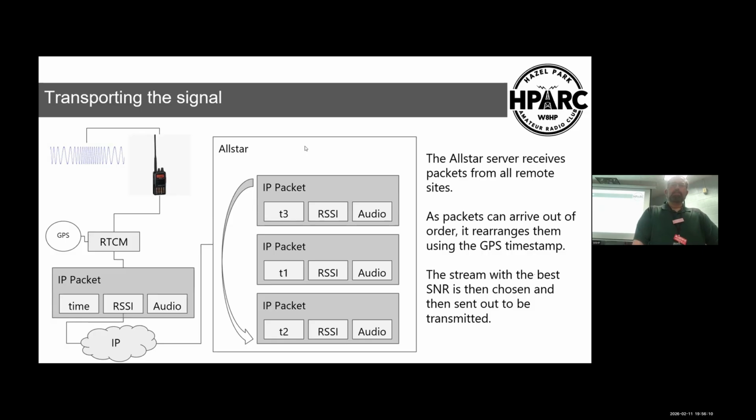So the Allstar server will take all of the packets it gets from all of the different RTCMs. And as I mentioned before, you need the GPS to determine the timestamp. With IP networks, there's no guarantee that you're going to get all the data in order. You might get the last packet first, and then the first packet, and then the second. So that GPS timestamp is how you can reorder everything to make sure you're playing the audio samples in the correct order. And each of those packets, in addition to the timestamp, will have the signal strength or RSSI, as well as the audio for that sample.